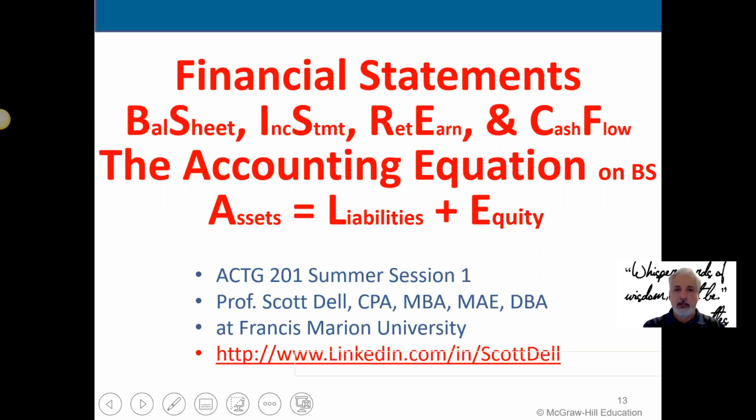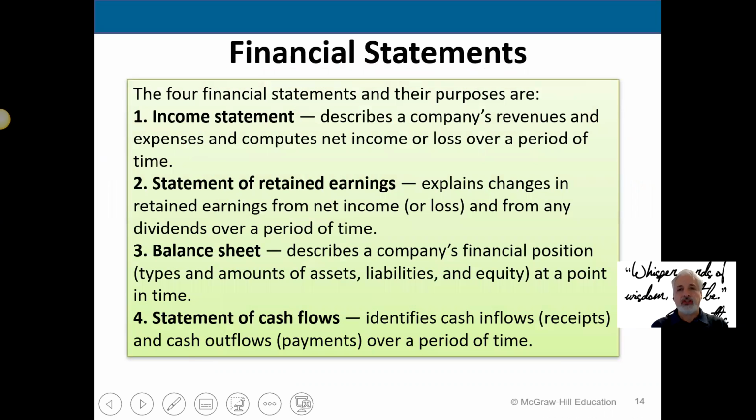I want to take a look at the 4 statements that we're going to be analyzing. First is the income statement. Hey, do we make money? Revenue minus expenses equals net income. We'll see that in a minute. But this describes a company's revenues and expenses, calculates net income or loss. We don't always make money, although we'd like to. And specifically over a period of time. That's kind of important. We'll talk about the differentiation between a period of time and a point in time.